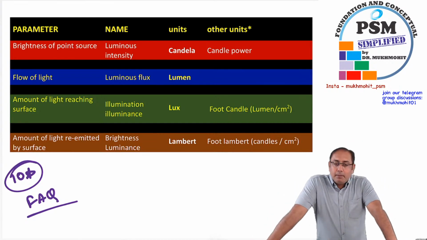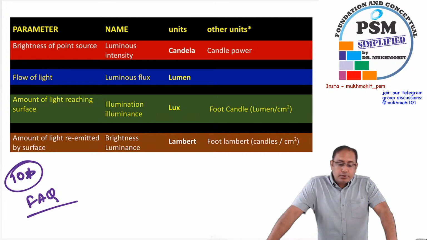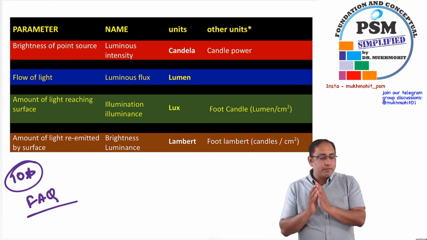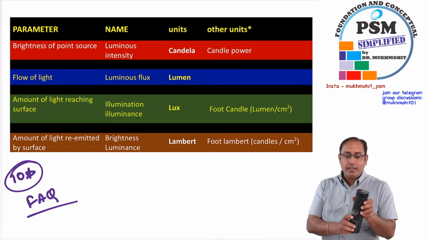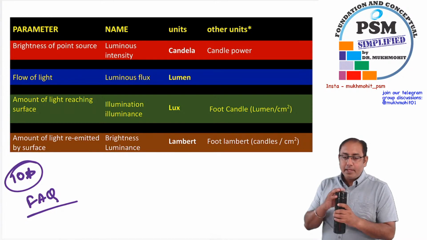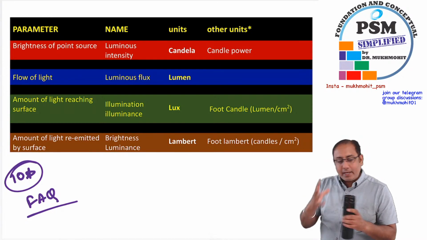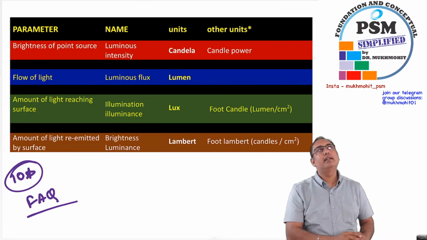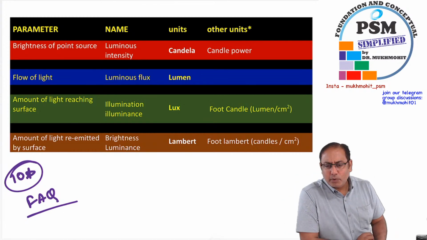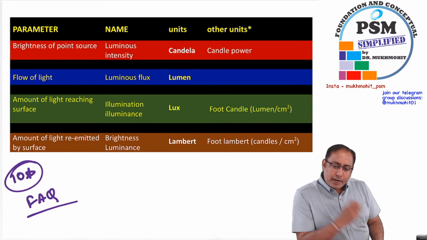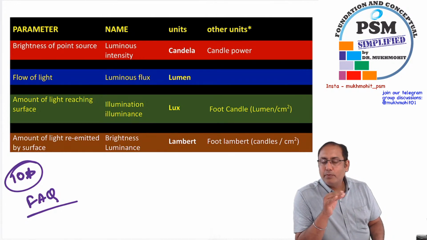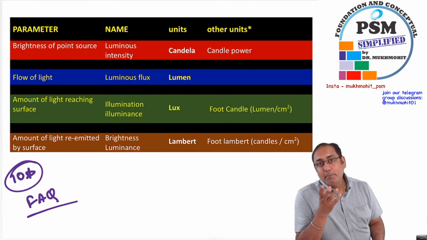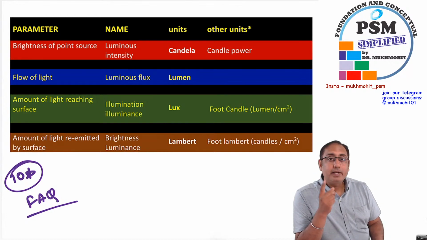So please note the brightness of the point source, the brightness from a candle. If any light is there, how bright that light is. If the light is there and this is a 200 watt bulb, how bright the bulb is, 200 watt, 100 watt, 80 watt, that is what we call the brightness of the point source.